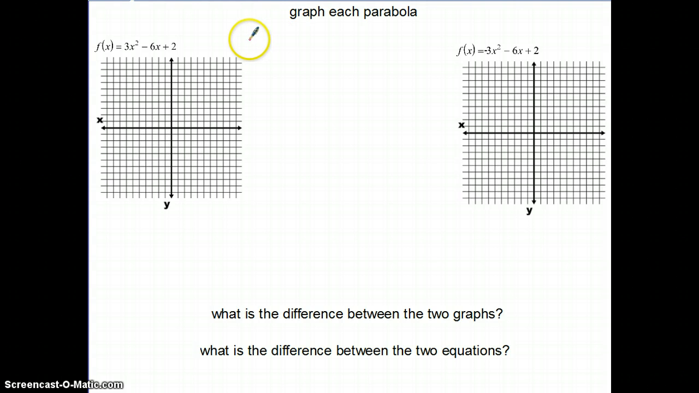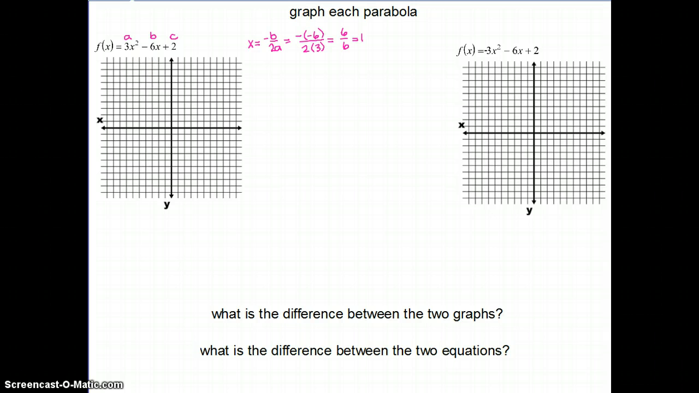Our vertex follows the formula where the x value equals negative b over 2 times a. Now remember, in the standard form of a quadratic, the coefficient in front of x squared is a, in front of x is b, and the constant term with no variable is c. So here I have the negative of negative 6, since my b value is negative 6, over 2 times a positive 3. Negative of negative 6 becomes positive 6 over 6, which is 1. This is the x value of my vertex.